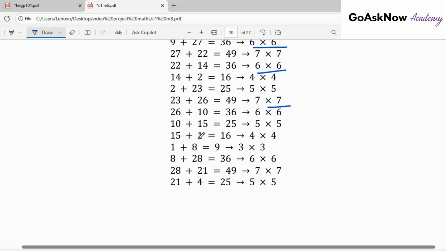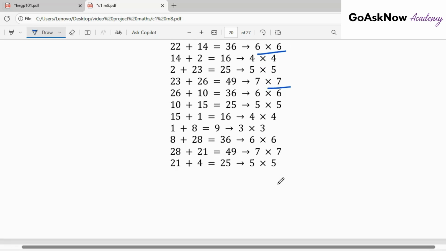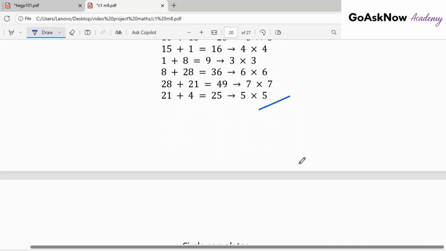26 plus 10 is equal to 36, which is 6 squared. 10 plus 15 is equal to 25, which is 5 squared. 15 plus 1 is equal to 16, which is 4 squared. And 1 plus 8 is equal to 9, 3 squared. 8 plus 28 is equal to 36, 6 squared. 28 plus 21 is equal to 49, 7 squared. 21 plus 4 is equal to 25, which is 5 squared.